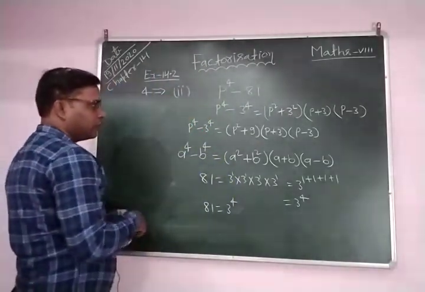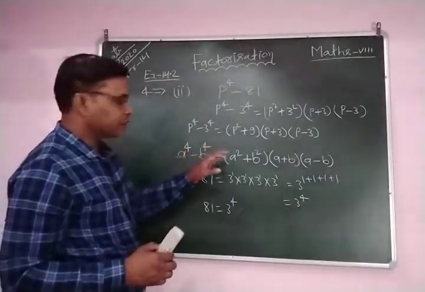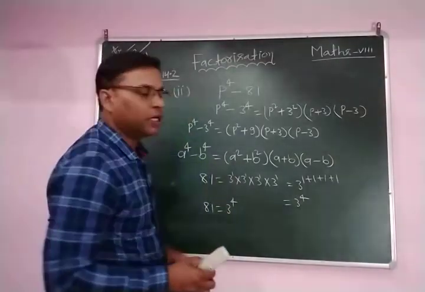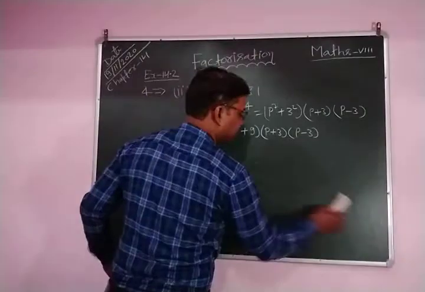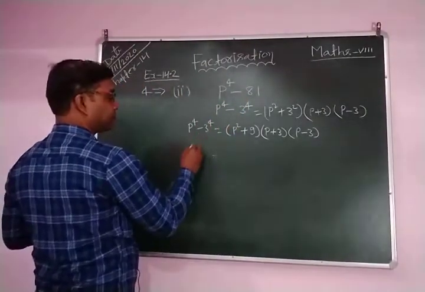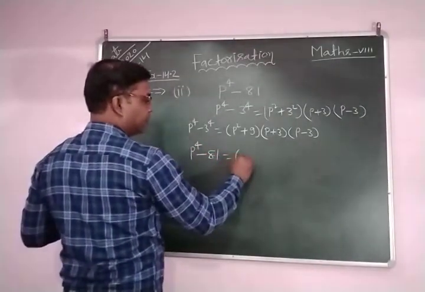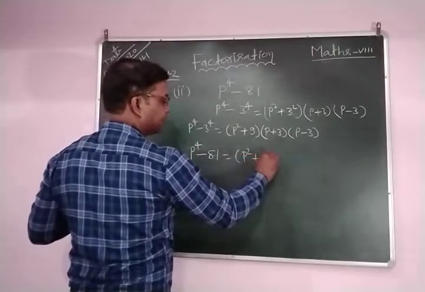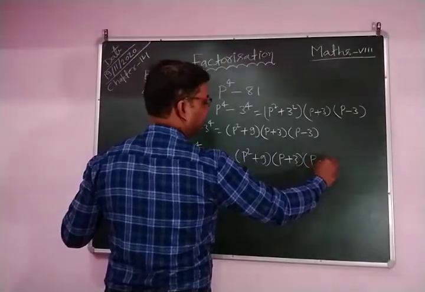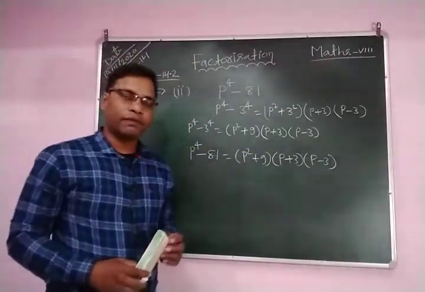So also, we take the first part, a power 4 minus b power 4, which is equal to a square plus b square into a plus b into a minus b. So you can write very easily that p power 4 minus 81 is equal to p square plus 9 into p plus 3 into p minus 3. Clear? So students, I hope all of you understood this part.